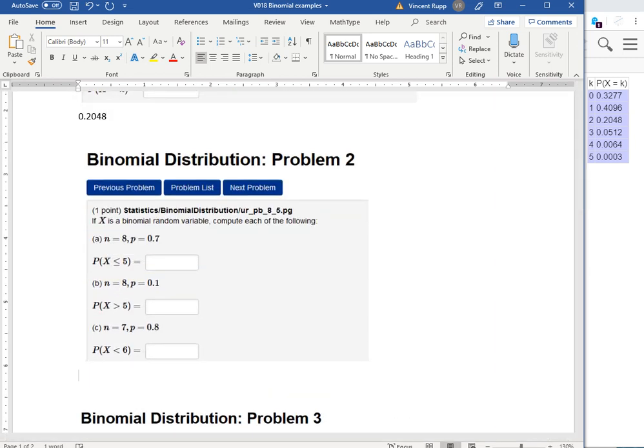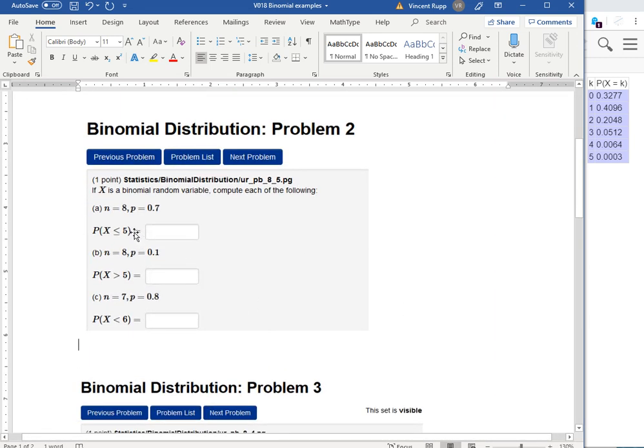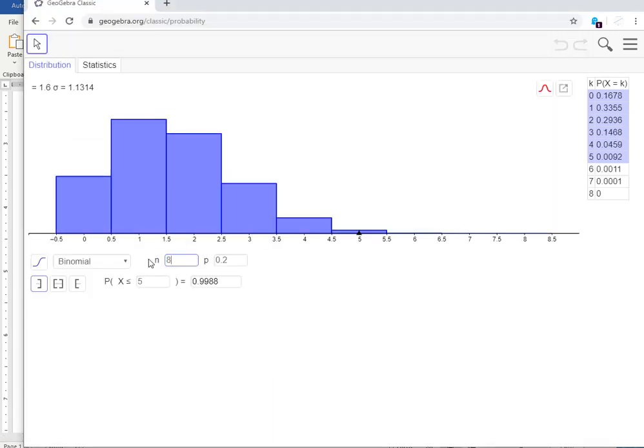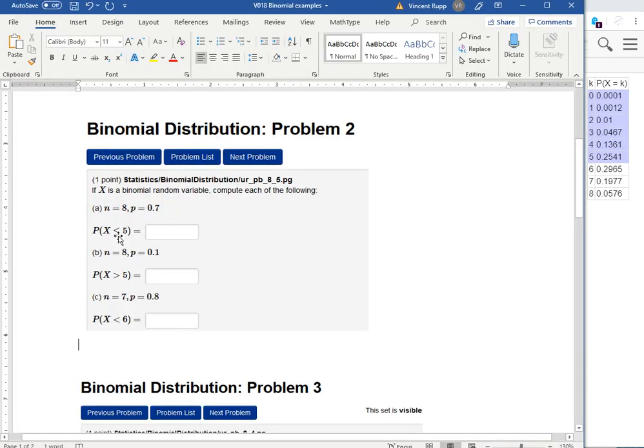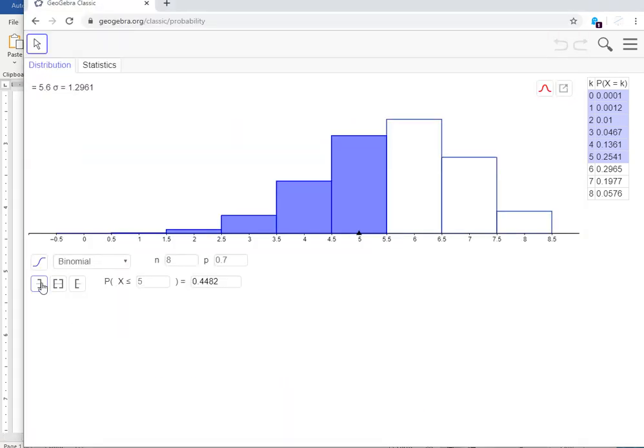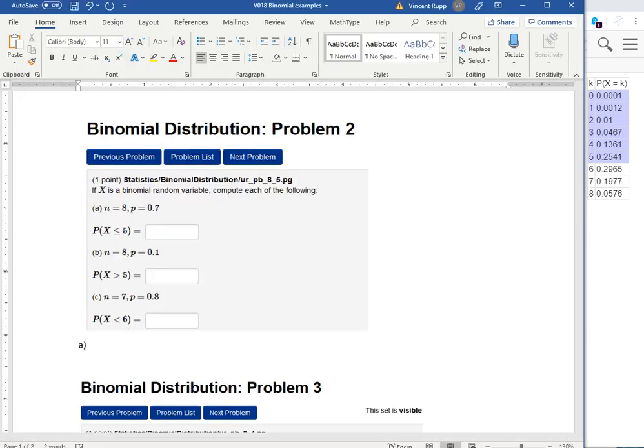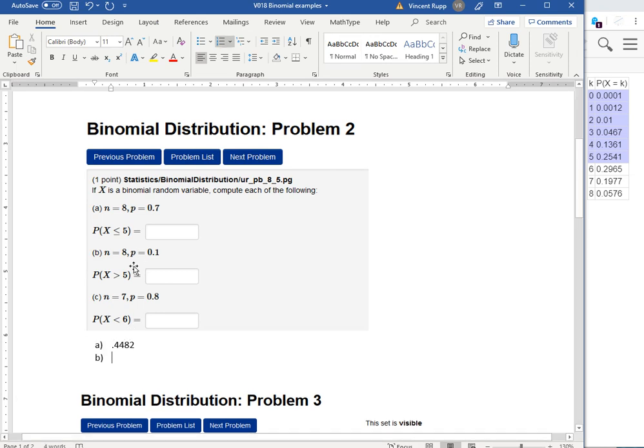Problem 2 is similar. You just have to watch what they're asking for. The first one says n equals 8, p equals 0.7. So you enter those. And then it wants the probability that x is less than or equal to 5. So you can go to the lower tail, enter 5 here, and it'll automatically tell you that's 0.4482. So A is 0.4482. The next one is similar.